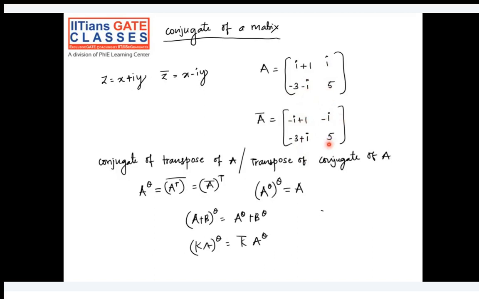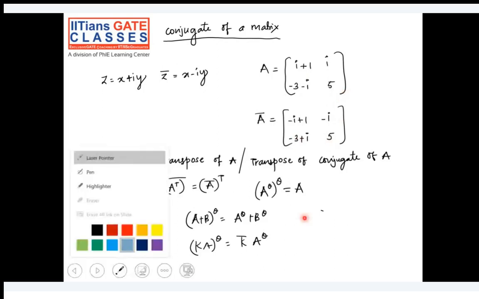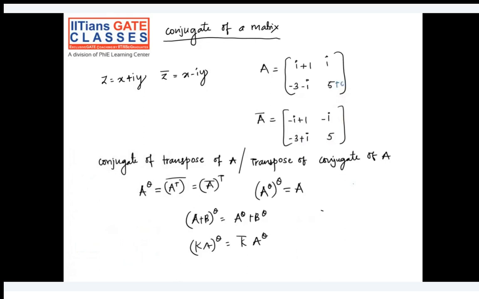You can still write 5 as 5 plus 0i, right? You can write it as 5 minus 0i, but it does not give any significance, so you can remove it. Basically, wherever the complex number is there, in order to take the conjugate of a matrix, you have to take the conjugate of each individual element of the matrix. Okay, is it clear till this?